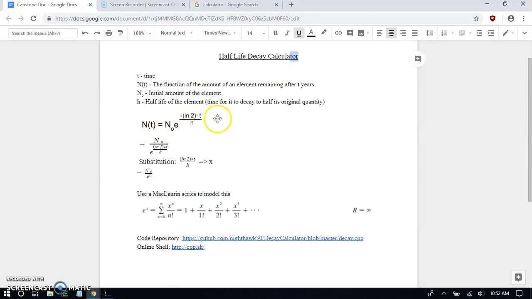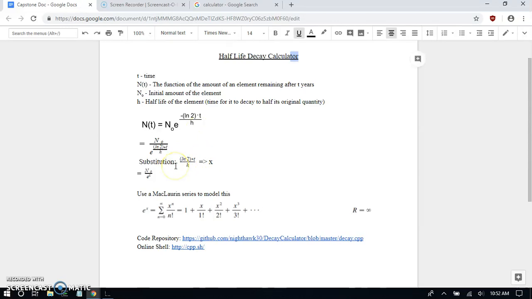So the equation for half-life is you have the initial quantity multiplied by e to the power of the negative natural log of 2 times t, which is the amount of time that has passed, divided by the half-life of that element. And this can also be written as the initial value divided by e to the natural log of 2 times t divided by h, which is just moving that negative and using the exponential rule.